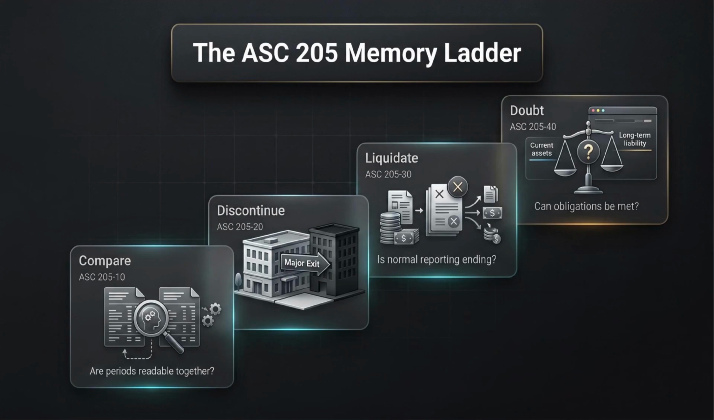Here is the memory ladder I want you to remember, especially under exam pressure. Step 1. Compare. Are prior periods readable together with the current period? Step 2. Discontinue. Has a major part of the business exited in a way that needs separate presentation? Step 3. Liquidate. Is normal reporting ending because liquidation is imminent? Step 4. Doubt. Can the entity meet its obligations, or is there substantial doubt about going concern? This ladder is simple but powerful. Whenever you face an ASC 205 scenario, do not panic. Ask which step of the ladder the case is really testing.